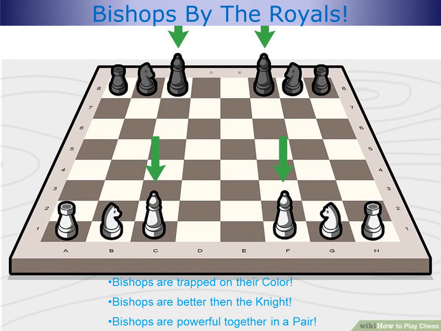Bishops by the royals, rooks in the corners, knights guard the royals, bishops by the royals. Very easy to remember. All right, we're up to the royals now.